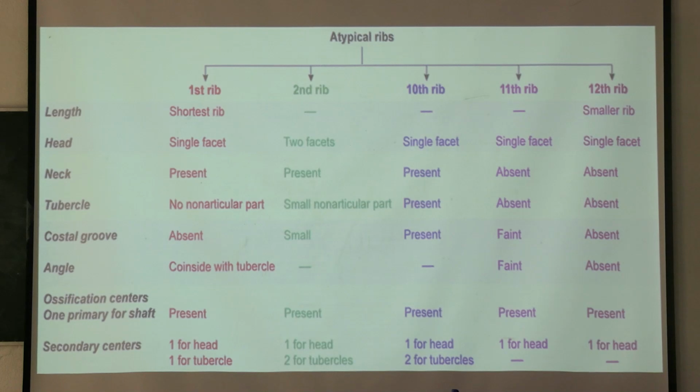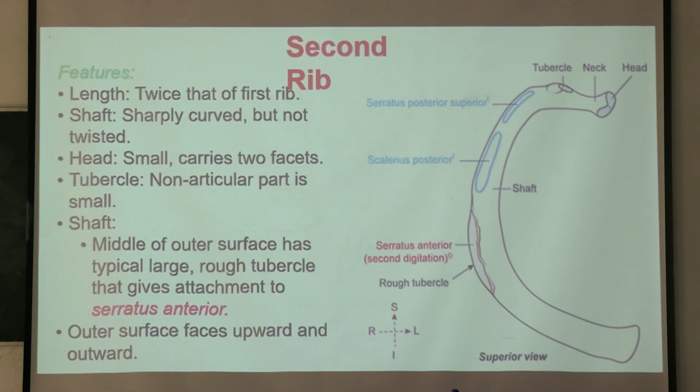Okay, so we have completed the first rib. Next we go to second rib. Second rib, its length is twice that of the first rib. Here is the second rib. Shaft is sharply curved but not twisted. Head is small, carries two facets. This is head carrying two facets.